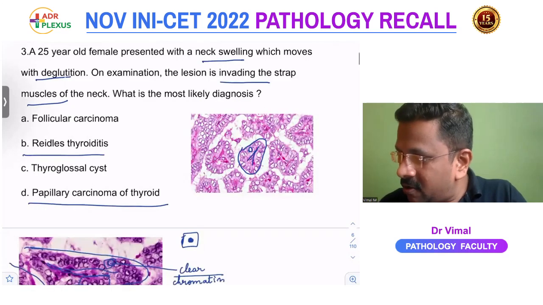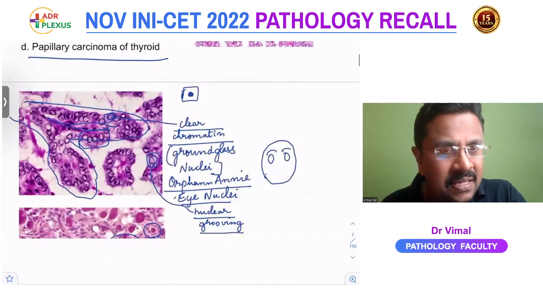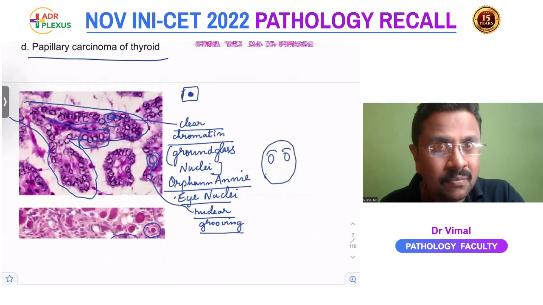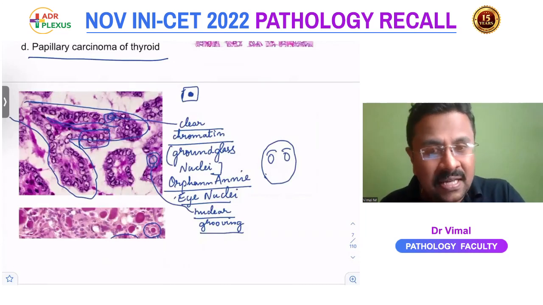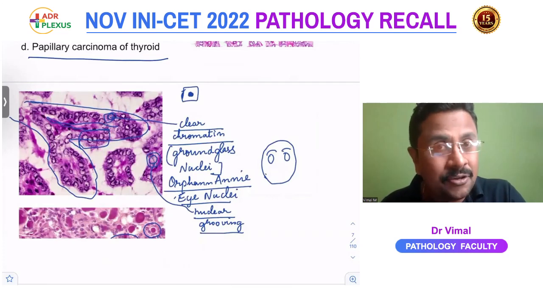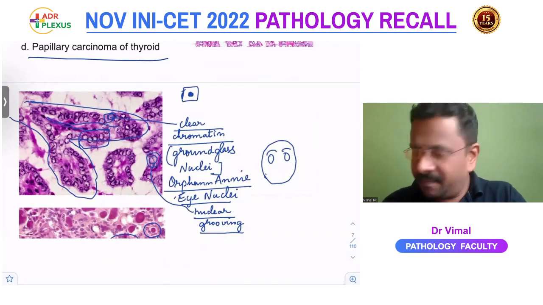As you can see, this is exactly the same thing we discussed during our workbook discussion, where we discussed the papillary pattern and all the cellular changes. The Orphan Annie eye nucleus is characteristic of papillary carcinoma of the thyroid.